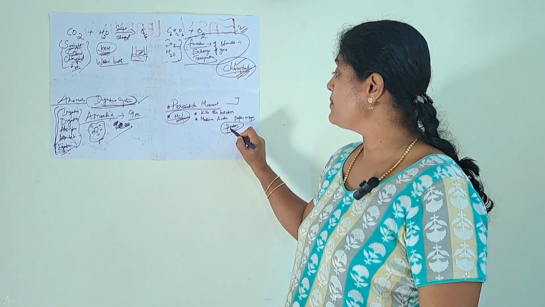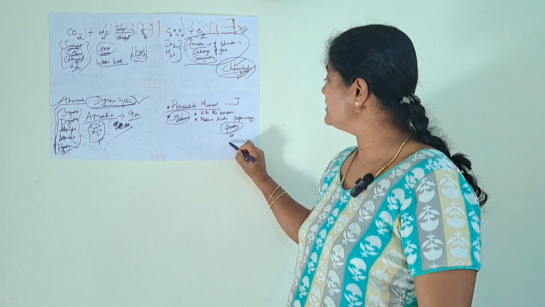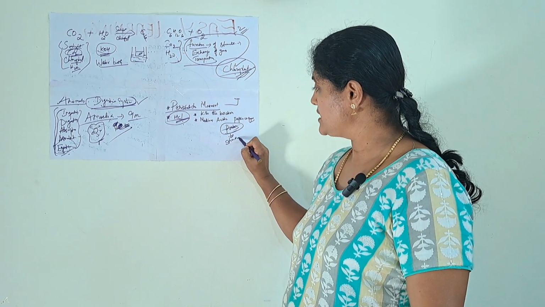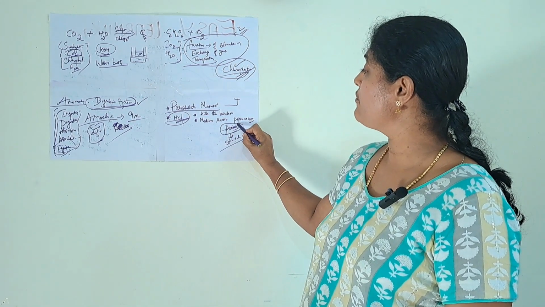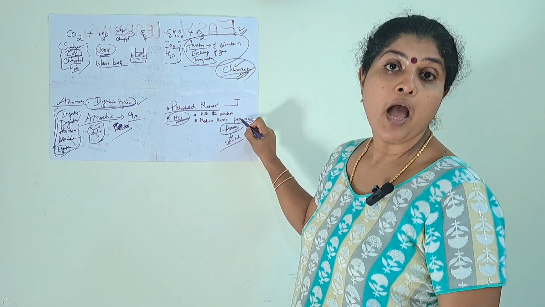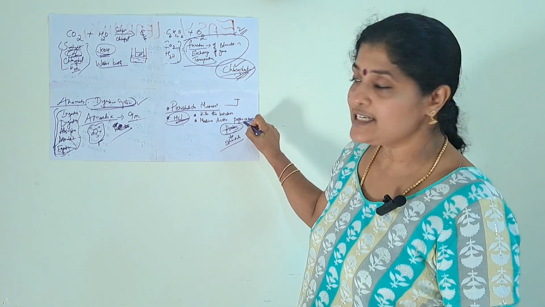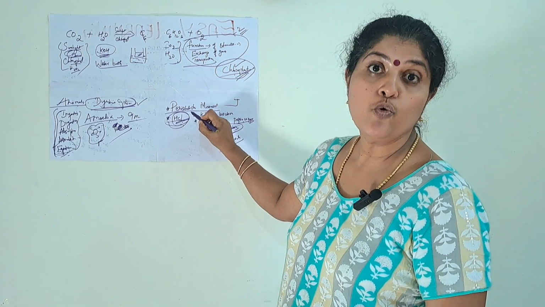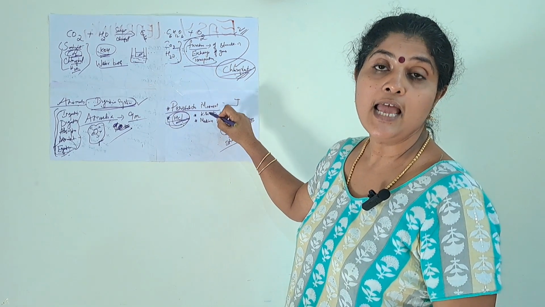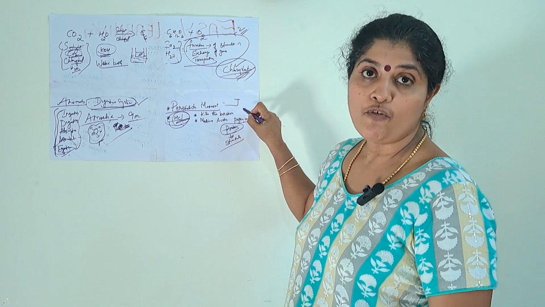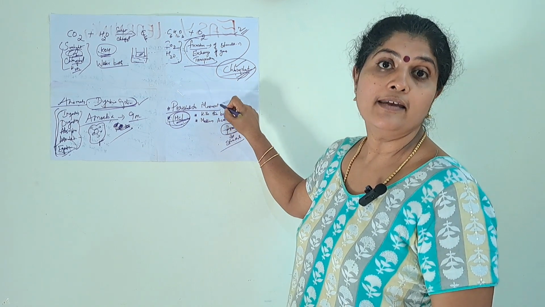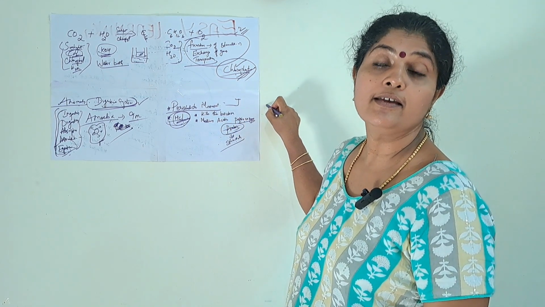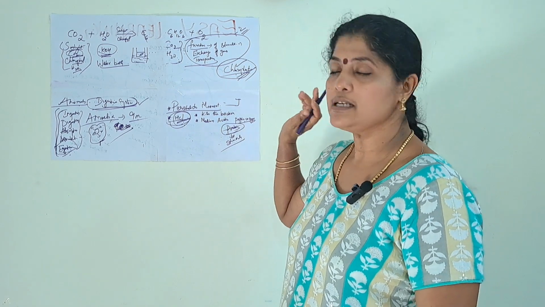So the digestion of protein starts in which part of the digestive system? It starts in the stomach, with the help of which enzyme? Pepsin enzyme. How does the pepsin enzyme become active? Only in the presence of hydrochloric acid. So those are the two main functions of hydrochloric acid. It makes the medium acidic for the pepsin enzyme to act, and it kills the bacteria that enter along with the food into the stomach.